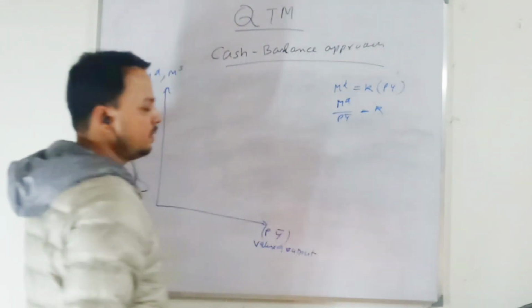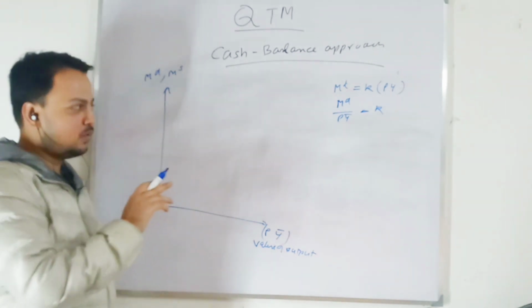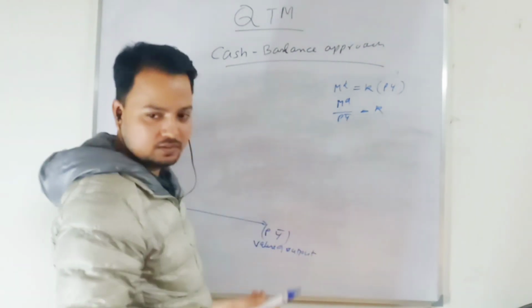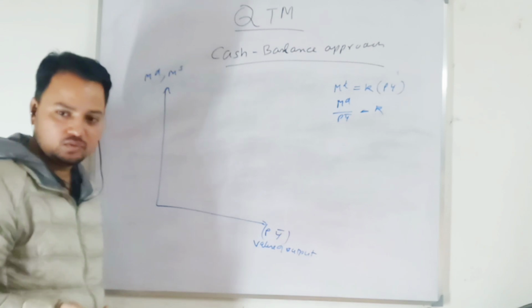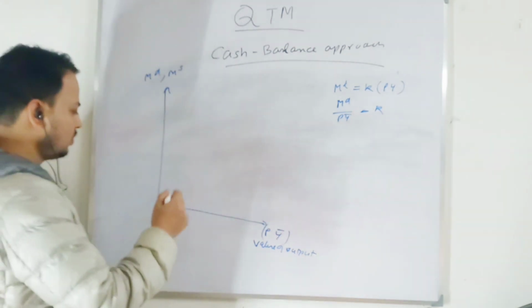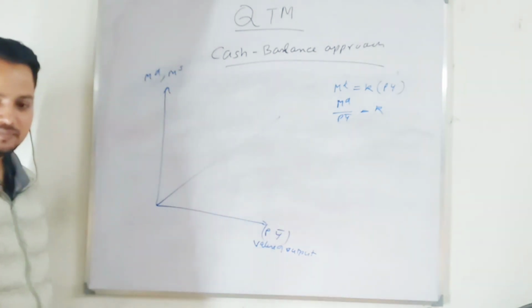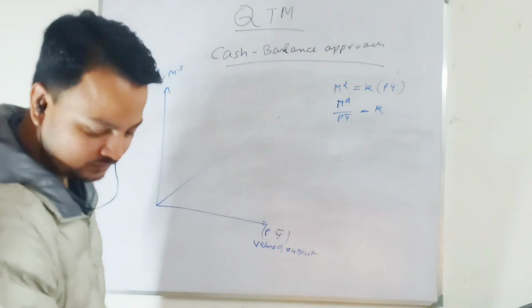Now, there is a proportional relationship between money demand and value of output. Agreed? For the given output level, there is a proportional relationship between nominal money demand, or demand for cash balance, and nominal value of output. So let's draw that curve. This will be the curve. So there is no change in this curve, right?